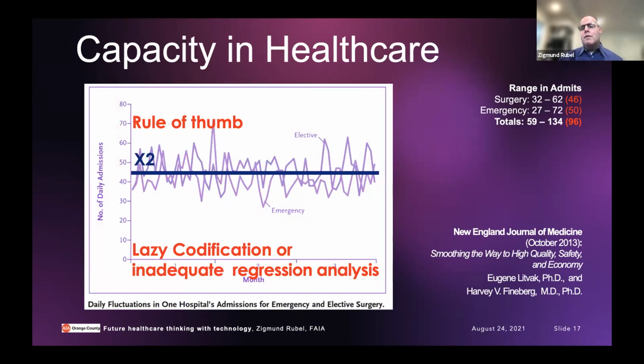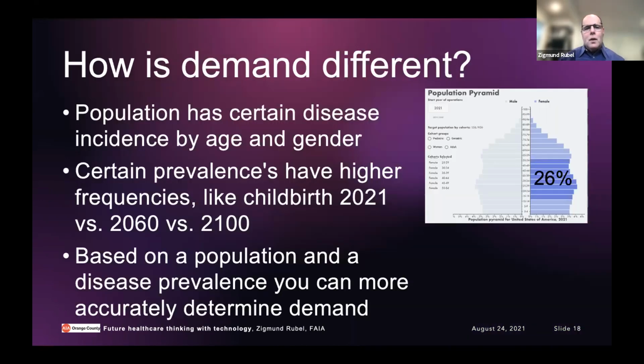So if you look at the full range, you need a minimum of 59 admit spots, or you could have as many as 134. And what normally gets built is 96, because that's the average. So what happens on the day when you have an average number of beds, but 38 additional admissions? And it causes a lot of stress on the system. And I think we have the tools and the know-how to predict that.